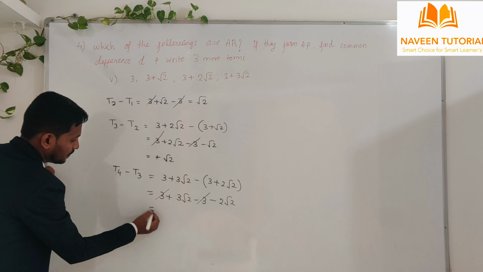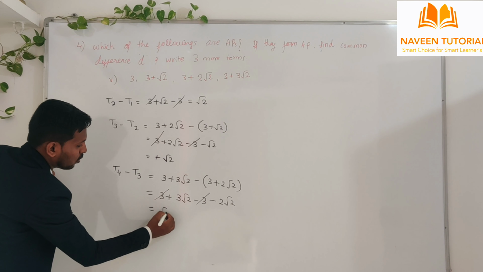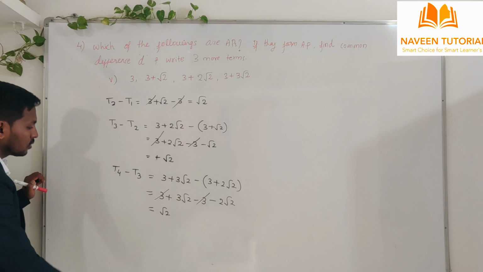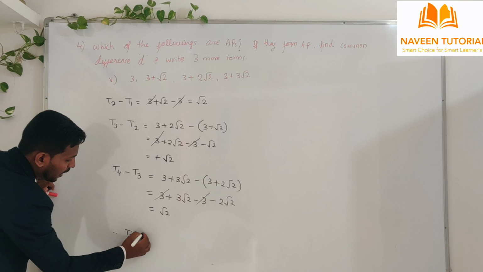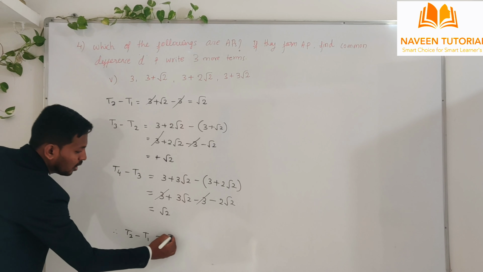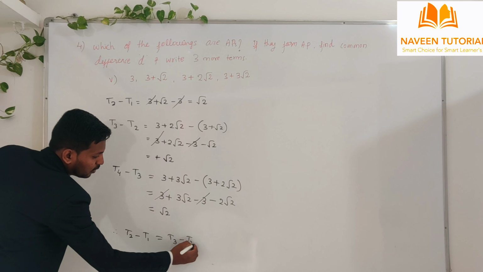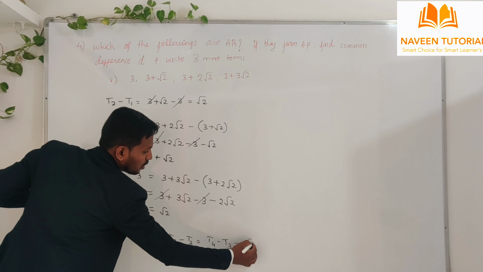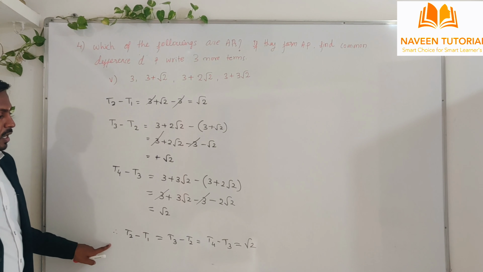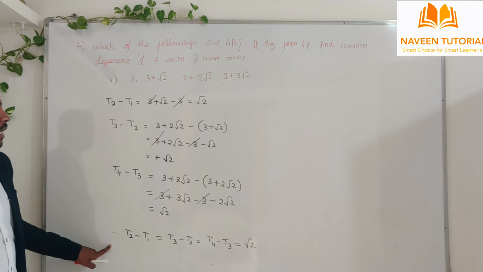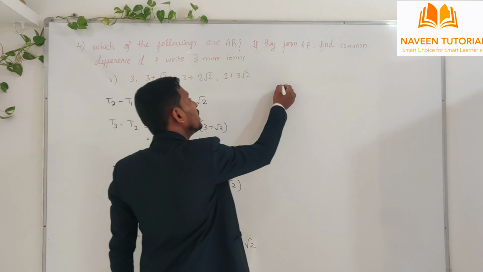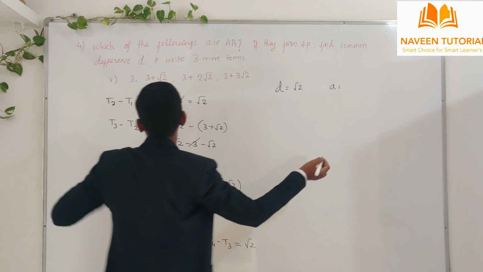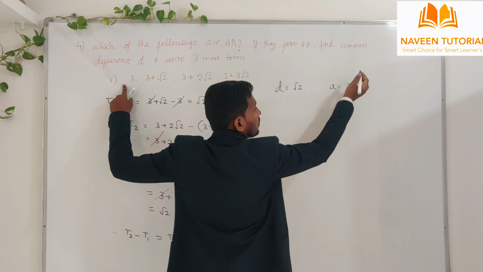So we obtain the value is root 2. So here T4 minus T3 is also equal to root 2. Therefore T2 minus T1 is equal to T3 minus T2 is equal to T4 minus T3 is equal to root 2. So here the given situation forms an AP. Here D is equal to root 2 and the first term A is just 3.